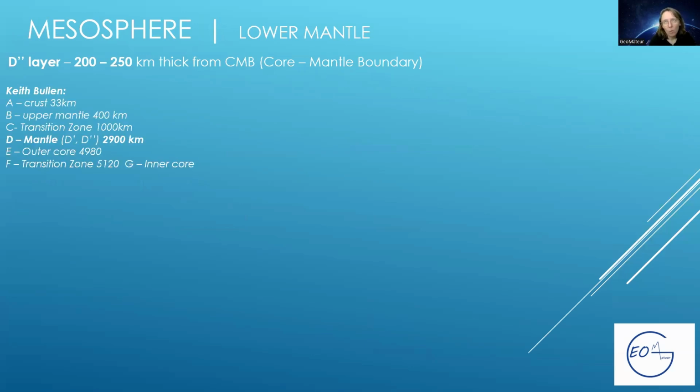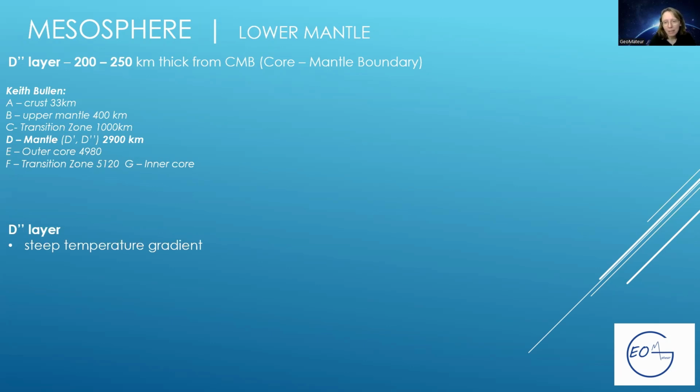So first, why this name, D double prime? It's a little bit different from when we talk about mesosphere, lower mantle, or something like that. This name is taken from Keith Bullen. He distinguished 6 layers, and the mantle was described by the letter D. Later it was divided into the D prime layer and the D double prime layer. So that's why this name.